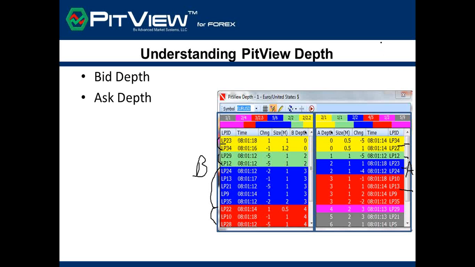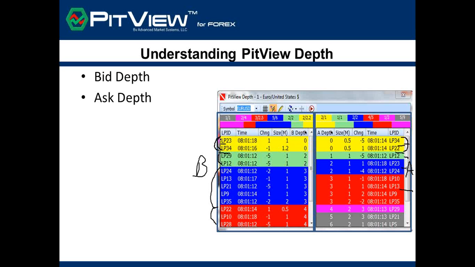Not with all the liquidity providers involved, because we all know that PitView is showing you basically all the major liquidity providers in the market, whereas your brokerage company may only use one or two. But it's essentially showing you this yellow area right up in here. And this yellow area is showing you the best bid price, which is right up in here, and this yellow area up in here is showing you the best ask price.